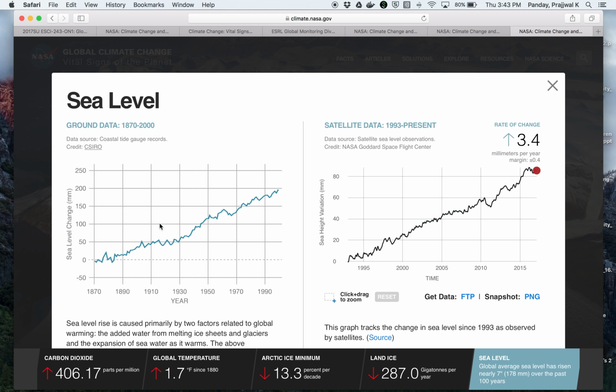And here we are, increasing sea level rise since 1870. Ground data, this is measured by buoys in the ocean. As you can see, sea level has been increasing about 3.4 millimeters per year. But certainly it is increasing at an increasing rate. This trend is getting upward and upward.